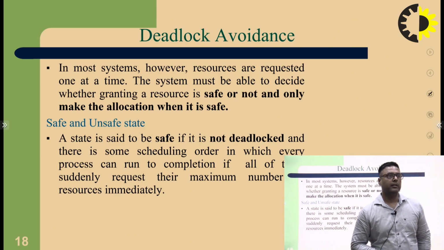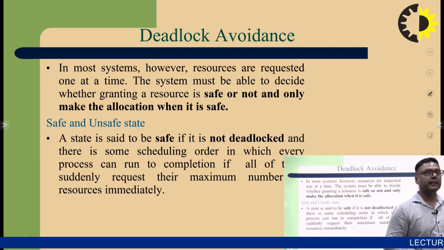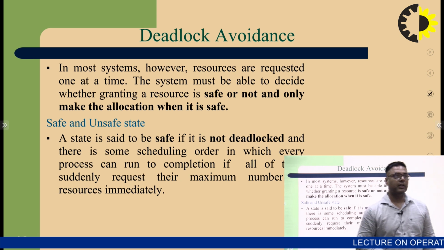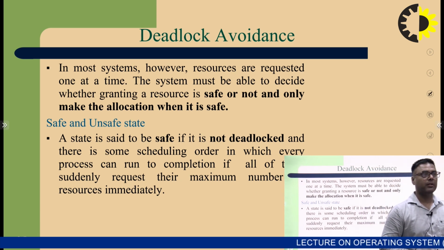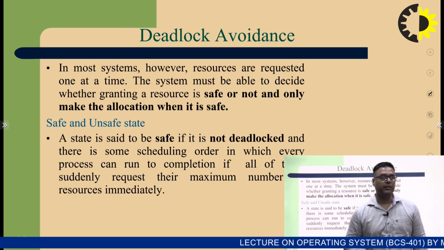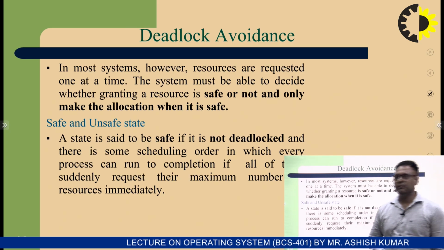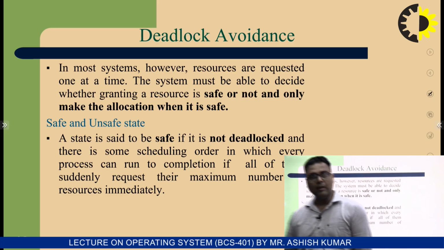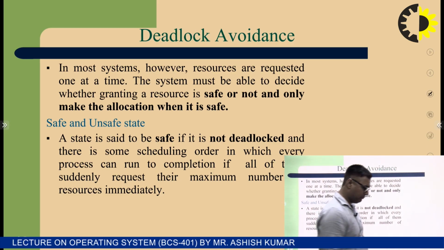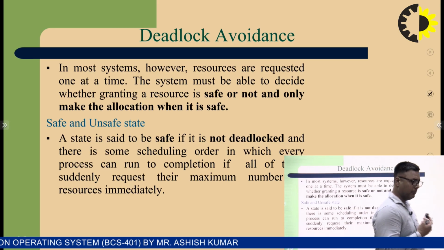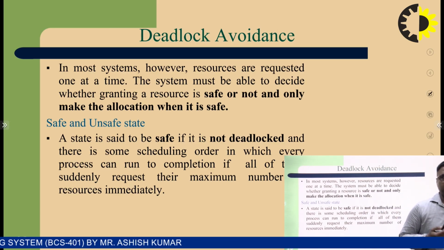Deadlock avoidance. In most systems, however, resources are requested one at a time. The system must be able to decide whether granting a resource is safe or not, and only make the allocation when it is safe. That means always check the safe or unsafe condition. For deadlock avoidance, the Banker's algorithm is basically used.